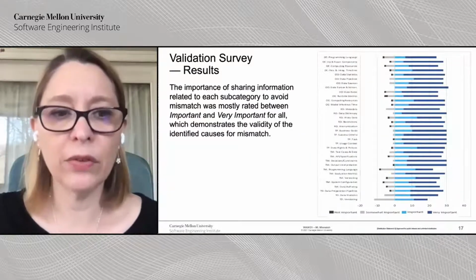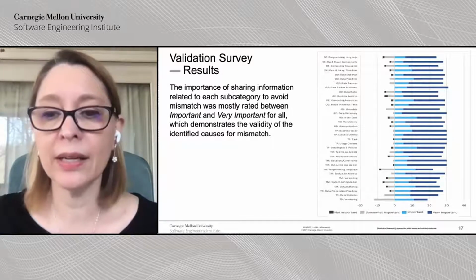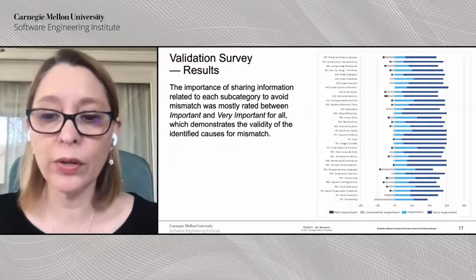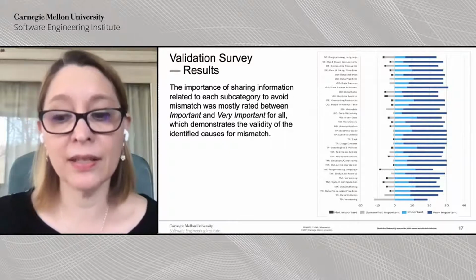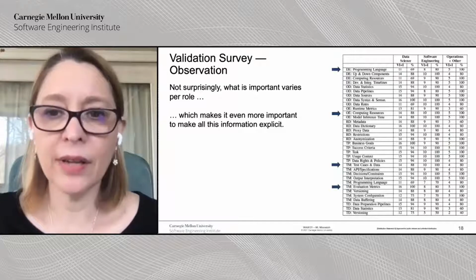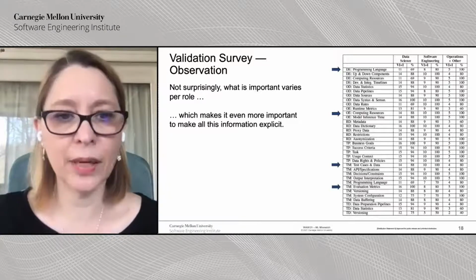The nice thing about the survey is that for all categories, most respondents rated the importance of sharing information about each of these items as important or very important, which to us is good because it means that the information that we codified is definitely relevant. There are other observations in the paper, and later I'll show you how to get to the paper.